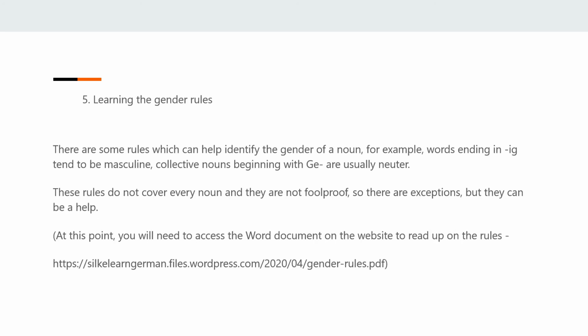Number 5 is to actually learn the gender rules. Although these rules don't cover every word, they don't work all the time. Some learners find them quite useful. So at this point, if you did want to have a look at the rules, I have uploaded a Word document onto my website. The link is in the description. If you go to the grammar section and then click on nouns, you will find the Word document as well as activities and resources that you can use.